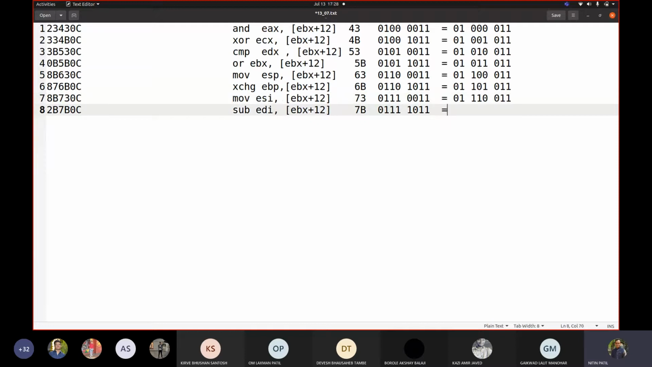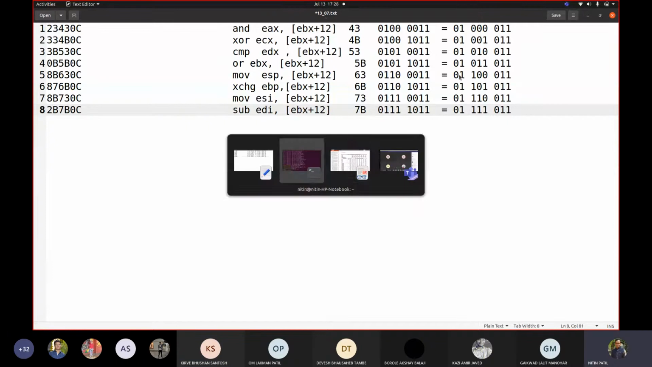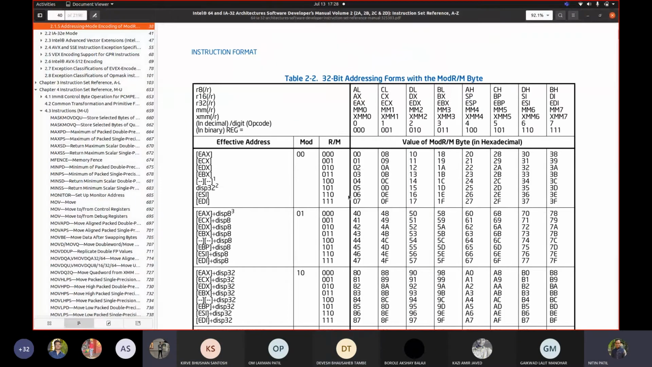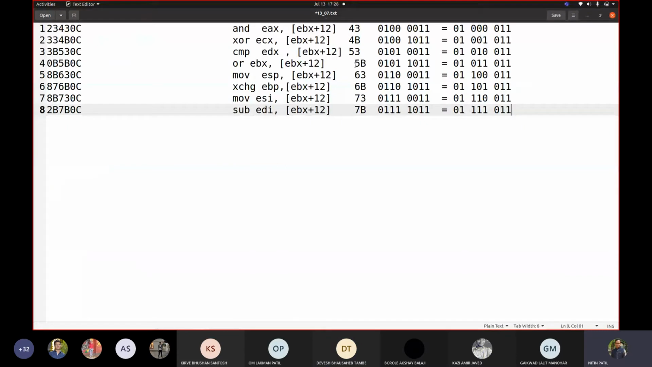And lastly 0 1 1 1 1 0 1 1. Now see here, can we say that we got mod now 0 1? Can you see that, everyone, please? See how we got that? It is here. If you see the numbers 43, 4B, 53, 5B.